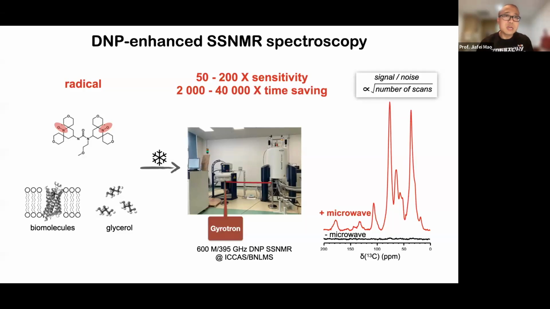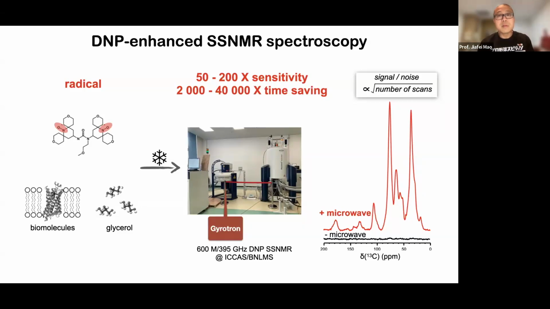So how to set up a DNP-enhanced solid-state NMR experiment? You need a few components. So you need the radicals, which carry unpaired electrons. So these are the polarizing agents. So you have to distribute the radical in your sample. They relate to sample preparation. And of course, you need a DNP solid-state NMR spectrometer to run the experiment.